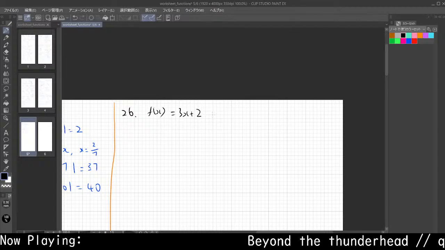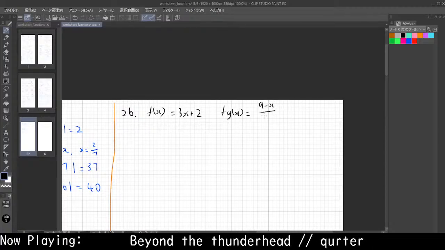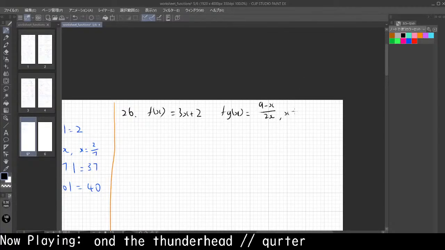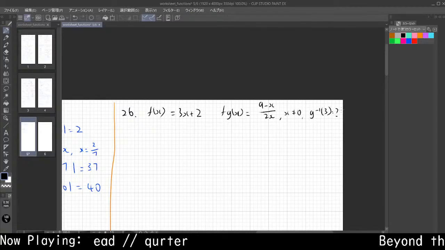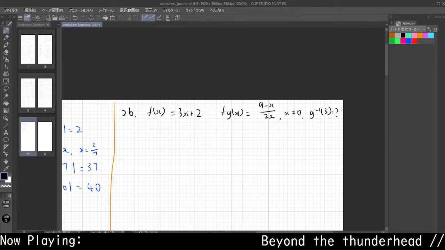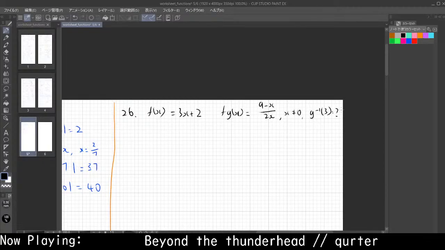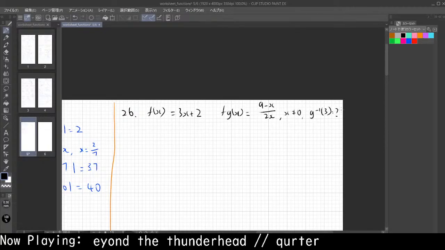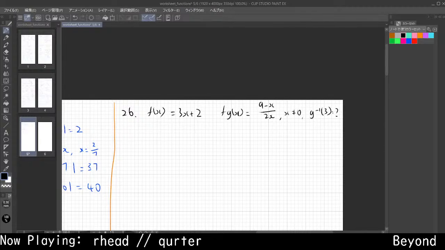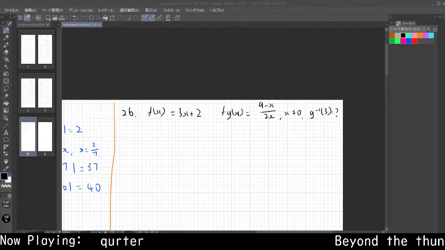Okay, 26. f(x) equals 3x plus 2. g(x) equals (9 minus x) over 2x, and x is not equal to 0. Find the value of g inverse 3. This will require me to find g(x) first, no matter what. And this is fine in this case because g(x) is inside. So if you want the outside one, you want to find the inside. It is easier.